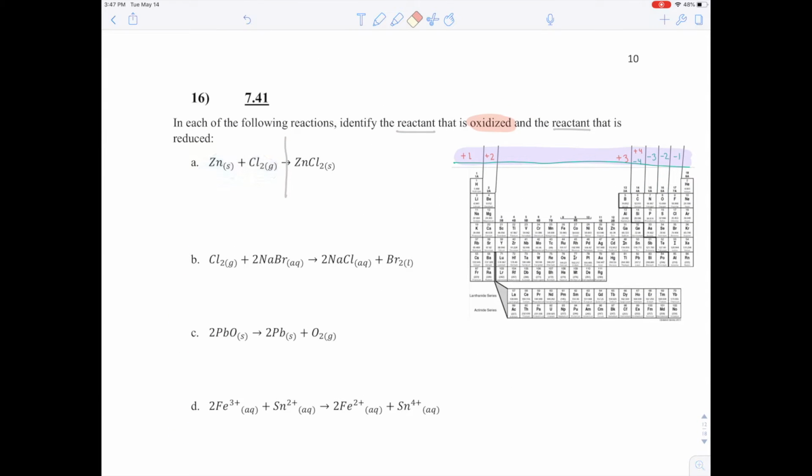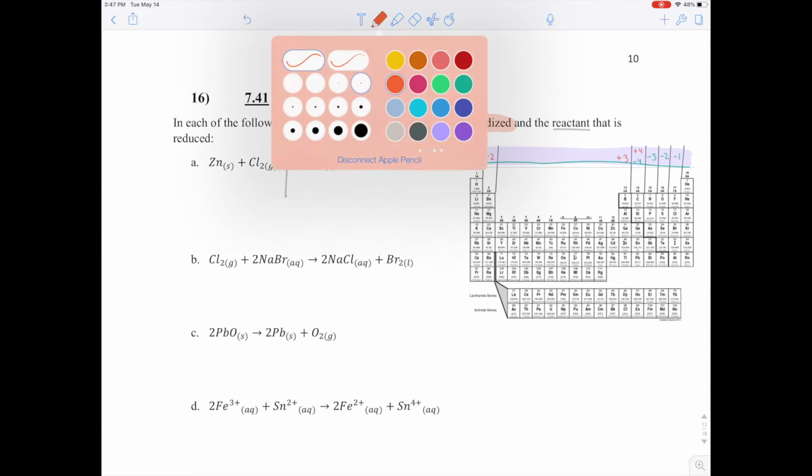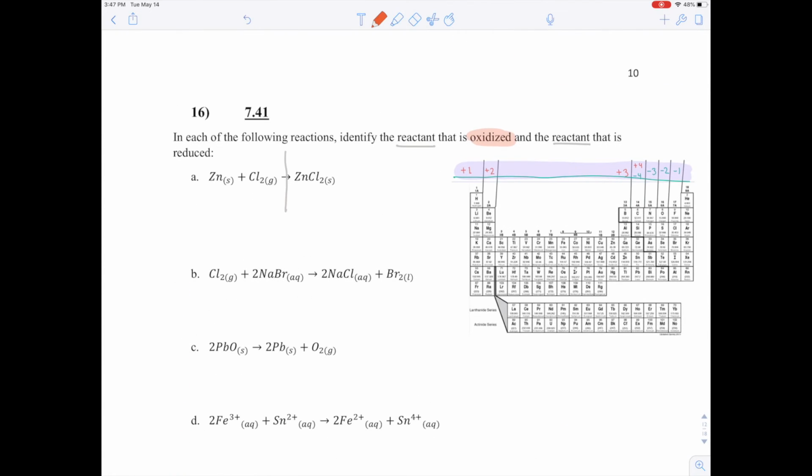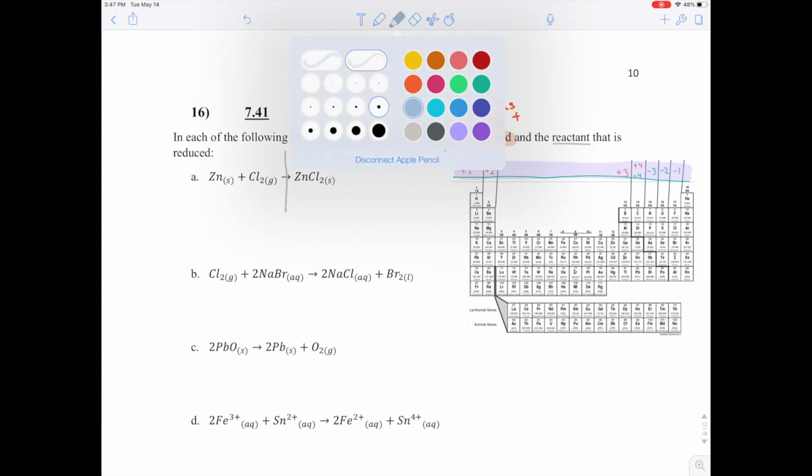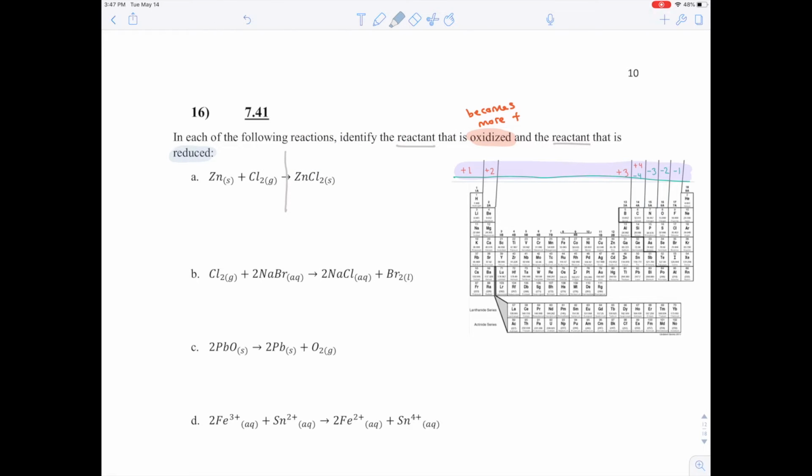So that's something to take away from this, and we'll just write those notes in here. Oxidation is when an element becomes more positive, and reduction is when an element becomes more negative, as you go from the left to the right. Okay, so we've unpacked that prompt.